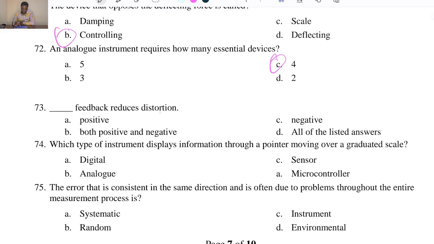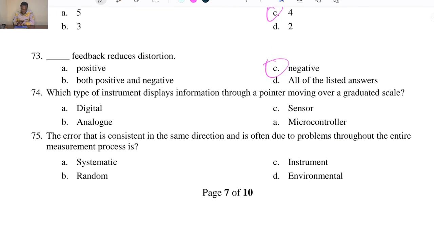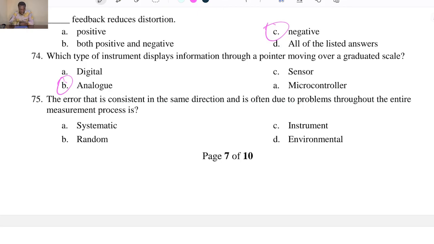Question 73. Negative feedback reduces distortion. Which type of instrument displays information through a pointer moving over a graduated scale? It is going to be analog. So the answer here is B. This is also a repeated past question.